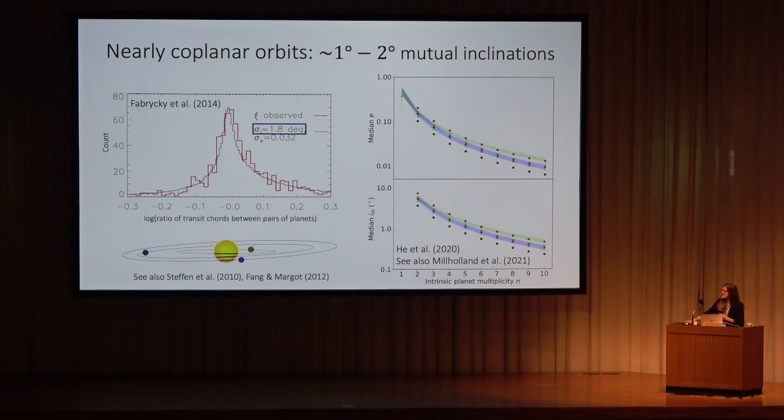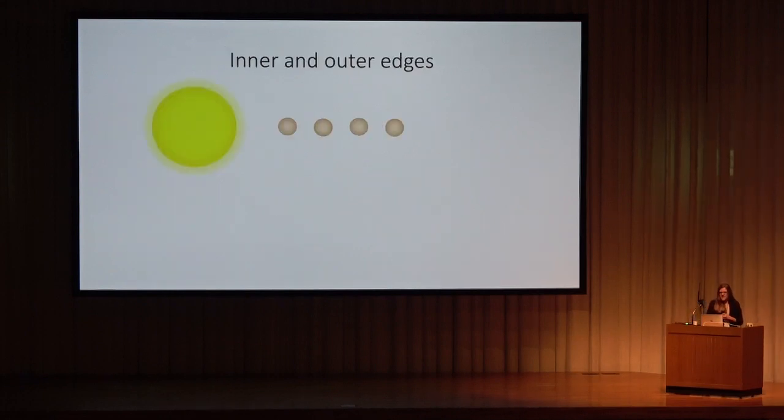So they found evidence that the typical eccentricities and inclinations are negatively correlated with the multiplicity of the system, with systems with more planets having smaller eccentricities and inclinations. A final feature of the orbital architectures are the inner and outer edges.